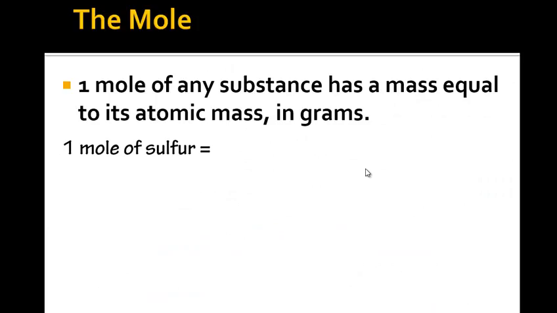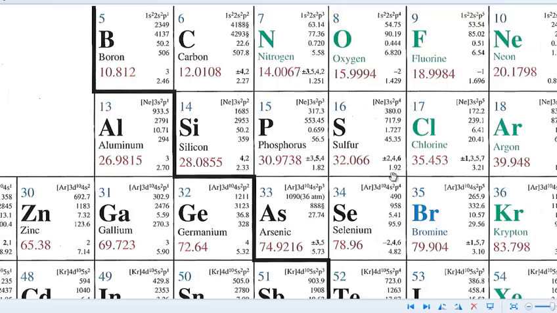So if we're looking at an element like sulfur, its molar mass is 32.066 grams. 1 mole of sulfur is 32.066 grams of sulfur. So on the periodic table, I just look at the element sulfur, I pull that red number off of there, and I use it as the molar mass of the substance.